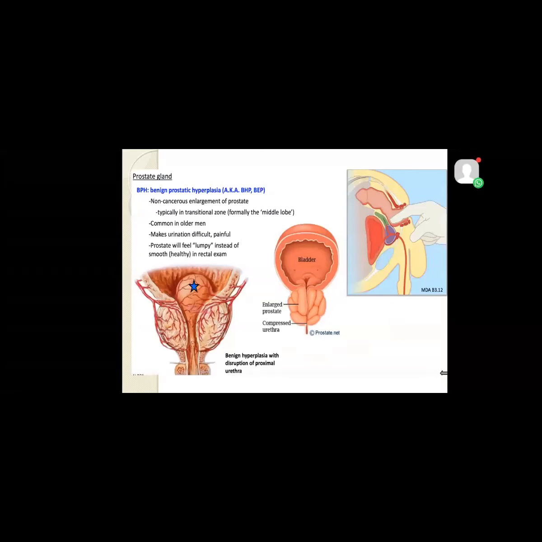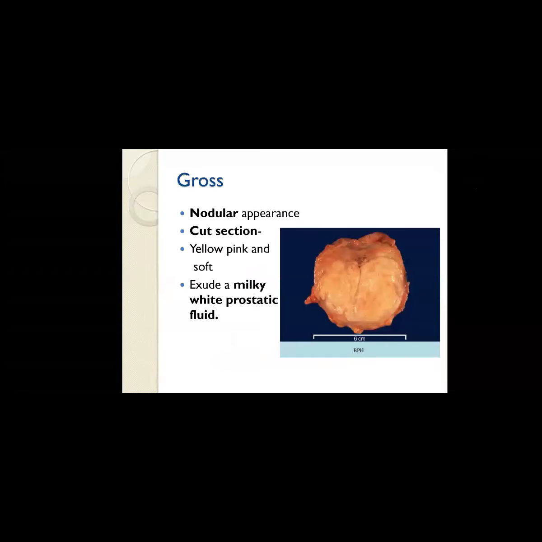How will you diagnose it clinically? When you do a per-rectal examination, you will be able to palpate a lump. Okay. Then you have to confirm with other modalities also. So when we receive a specimen grossly, how will it appear? It will appear nodular, pink and yellow, and soft in nature. When you cut it, you will find a milky white fluid exuding out of the tissue. That is because of the prostatic secretion inside.